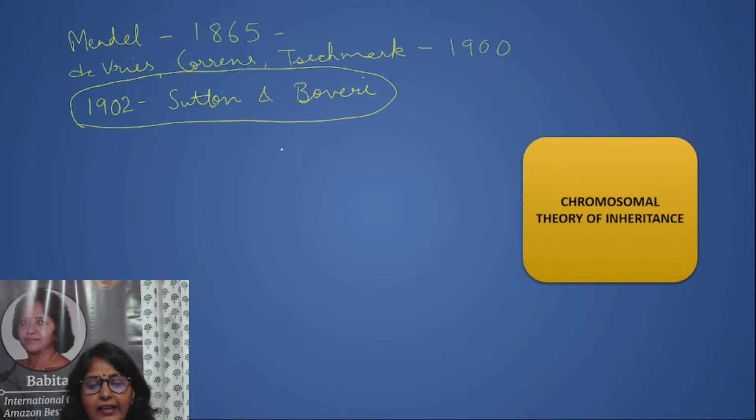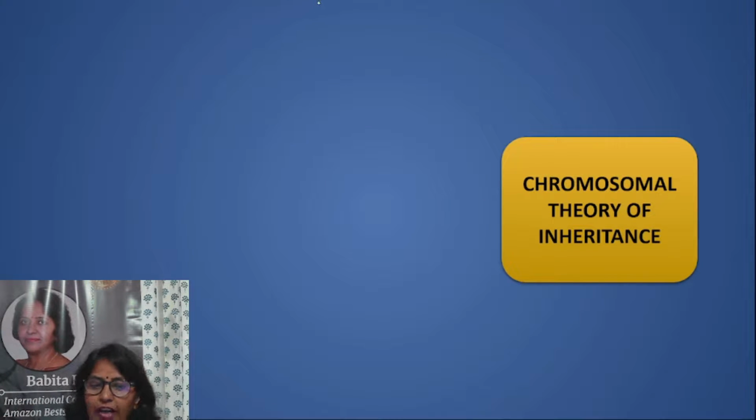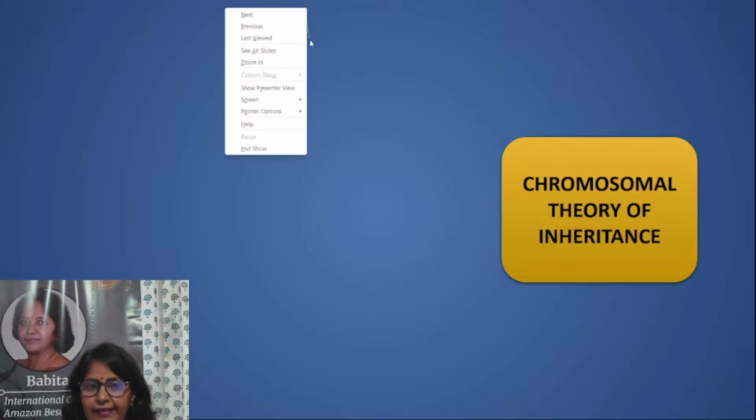Now what is the difference between the theory that Mendel gave and the chromosomal theory of inheritance? If we look at it, both of them are the same, but Mendel is talking in terms of factors and Sutton and Boveri are talking in terms of chromosomes, because chromosomes were discovered by that time. Let us see what similarities they had.